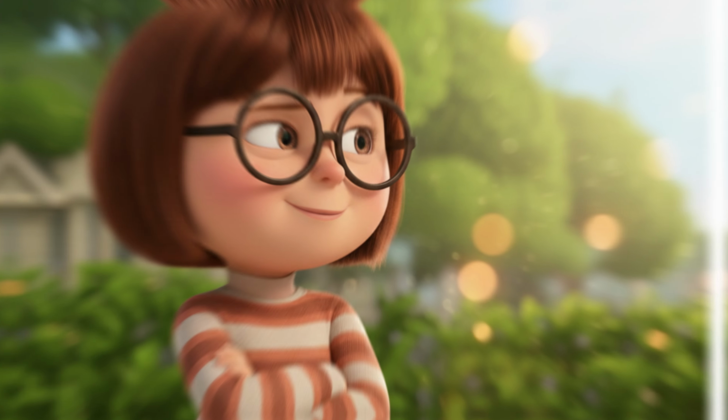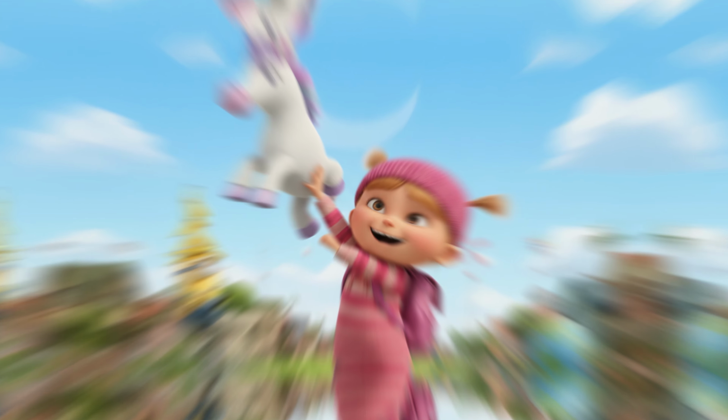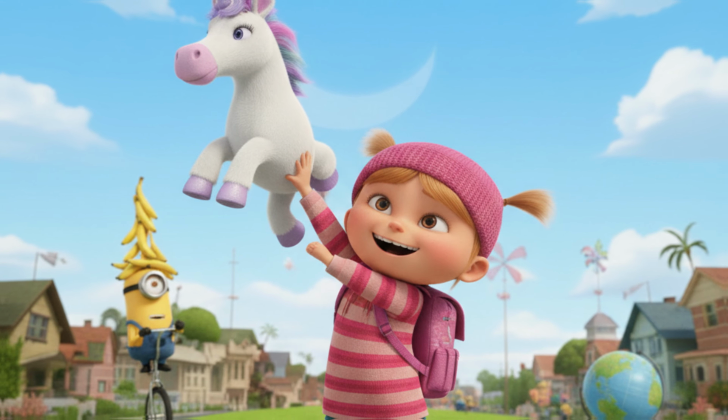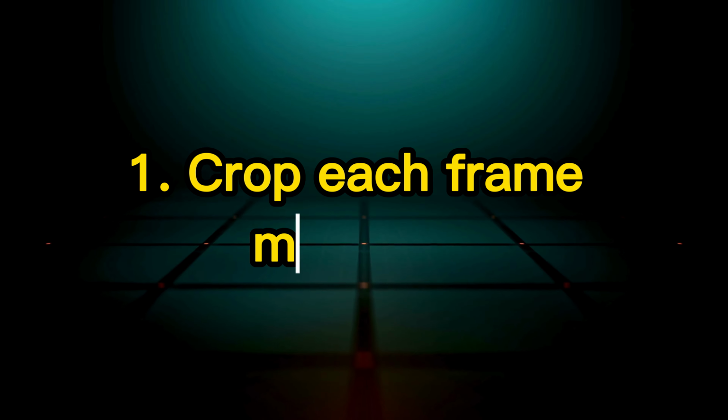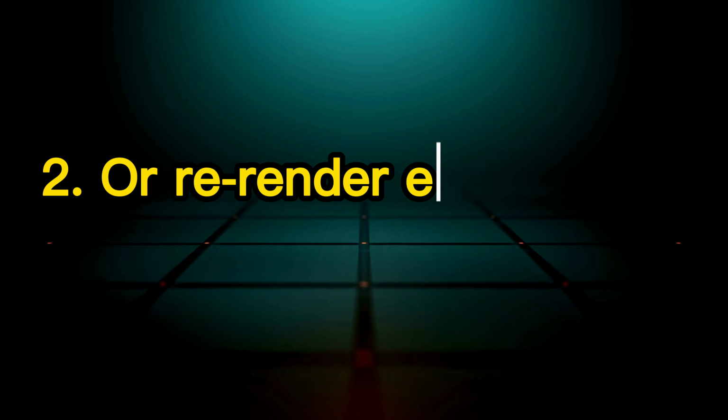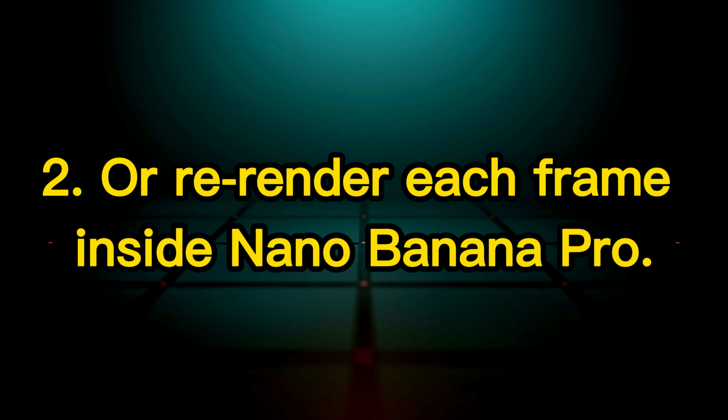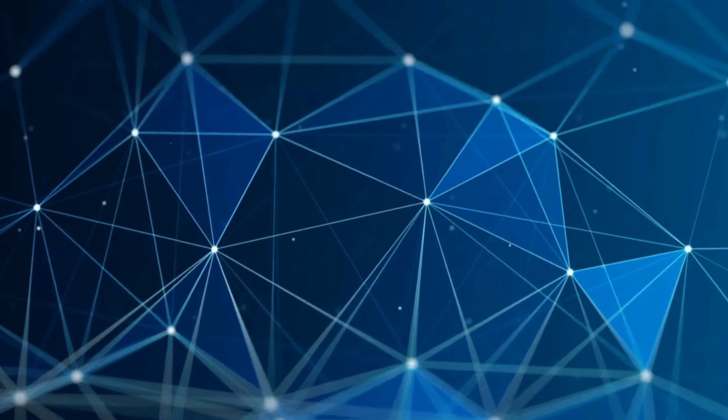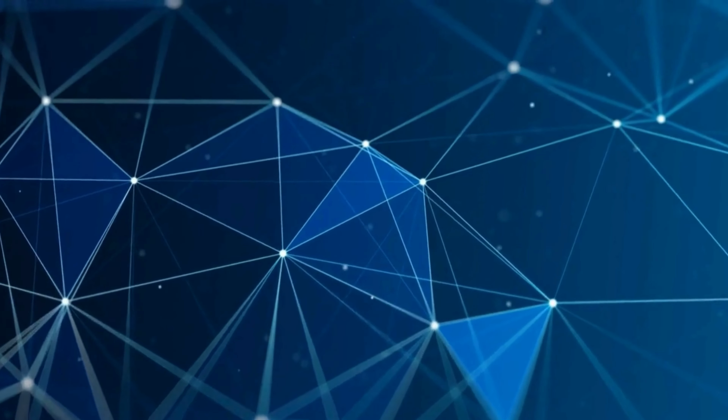Now that we have our storyboard, the goal here is simple. Turn each small frame into its own high-quality cinematic image. You've got 2 options. 1. Crop each frame manually. 2. Or re-render each frame inside Nano Banana Pro. I personally recommend option 2, because the quality is much better.